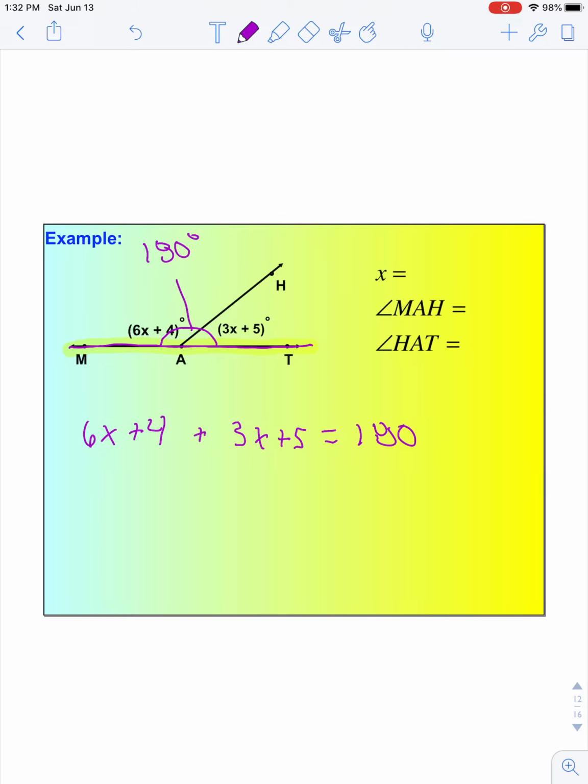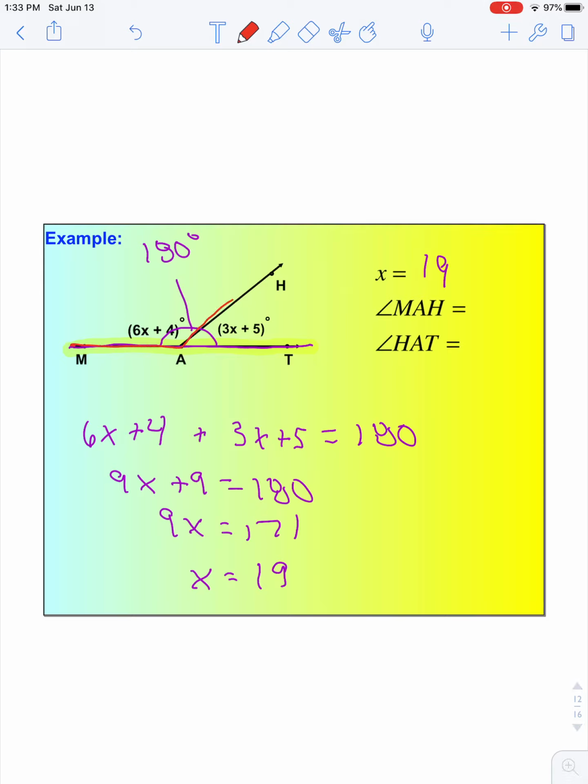So now we can combine like terms, which gives me 9x plus 9 equals 180. Subtract 9 from each side, and that gives me 9x equals 171. Divide by 9, and I get x equals 19. So I found the value of x, and now I'm going to find the two angles. Make sure you're always paying attention to what angle they're asking for.